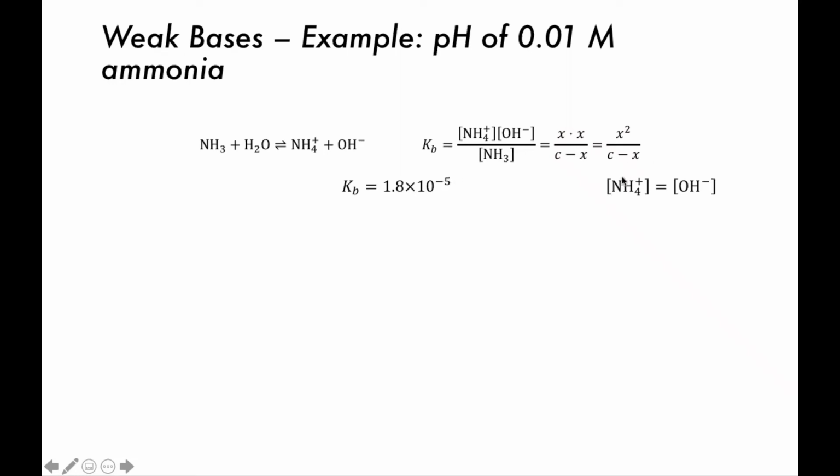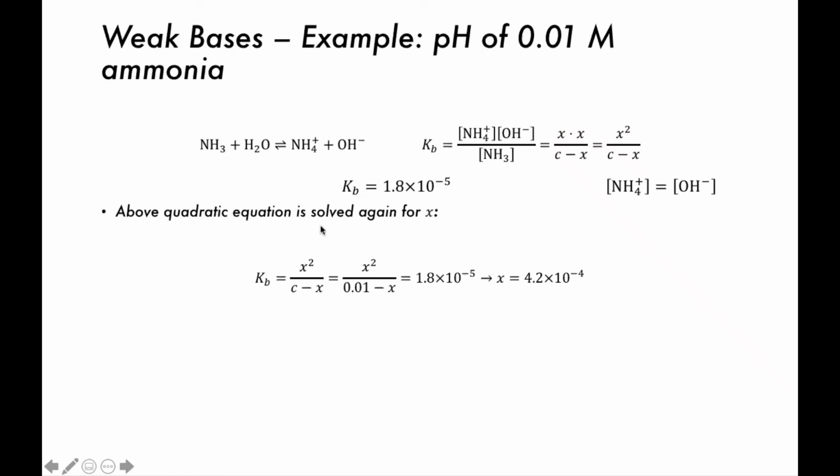Our assumption also is that the concentration of the ammonium is equal to the concentration of the hydroxide. So we solve the above quadratic equation again for X. Kb is equal to X squared over C minus X, so it's equal to X squared over 0.01 minus X, which equals 1.8 times 10 to the minus 5. That then gives us a value of X equal to 4.2 times 10 to the minus 4.